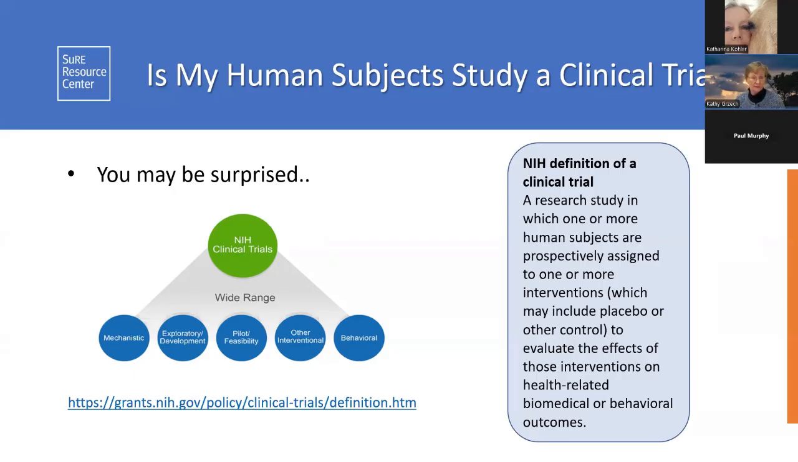NIH clinical trials can range across a wide breadth of funding mechanisms. They can be mechanistic studies, they can be exploratory developmental studies, they can be pilot or feasibility studies, other interventional studies, they can be behavioral. And I'll give you some examples from our campus.